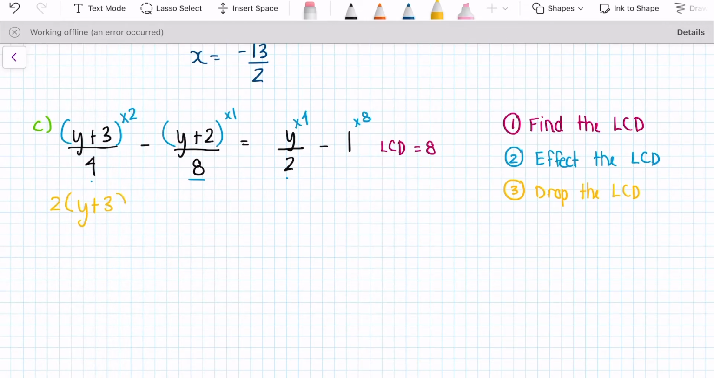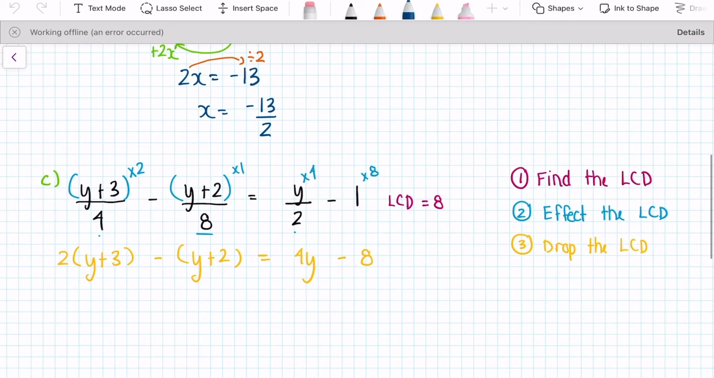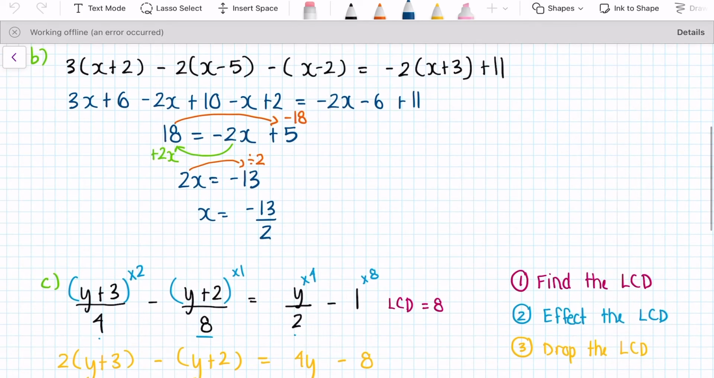So now we have 2 times y plus 3 minus 1 times y plus 2 equals 4 times y, so I just write 4y, minus 8 times 1, which is just 8. That's what you do. I'm not seeing the denominator there, okay? What's happened is I have taken this question that had fractions and looked all ugly, and I've simplified the way it looks. So now it looks like question B. It actually looks like a simpler version of question B because I have fewer brackets and fewer terms.